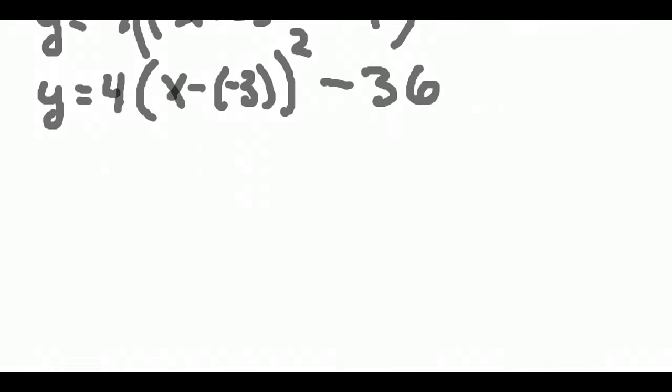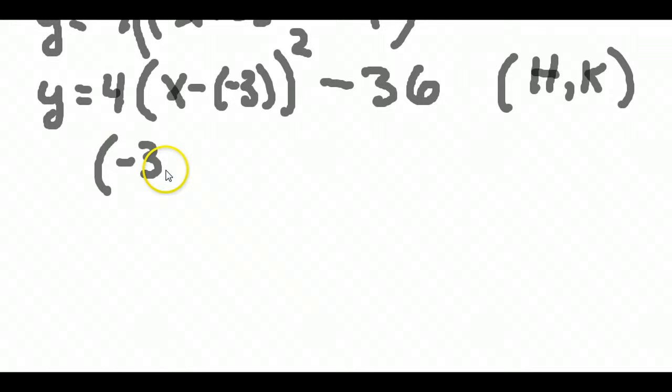Okay. So now we can actually look at our pieces. We still have this in the vertex format because we have our x minus h squared minus k. Let's talk about all the pieces. So h, k is our vertex. And in this case, our h is -3. So we have open parentheses, -3. And our k is -36. So the vertex is located at -3, -36.